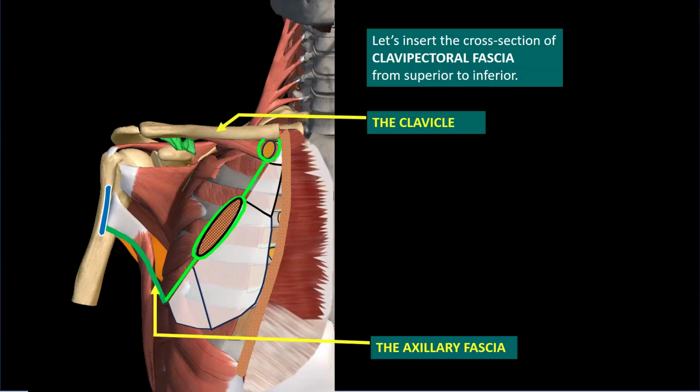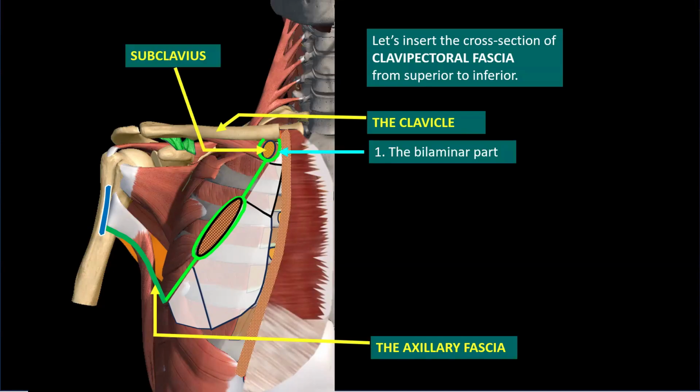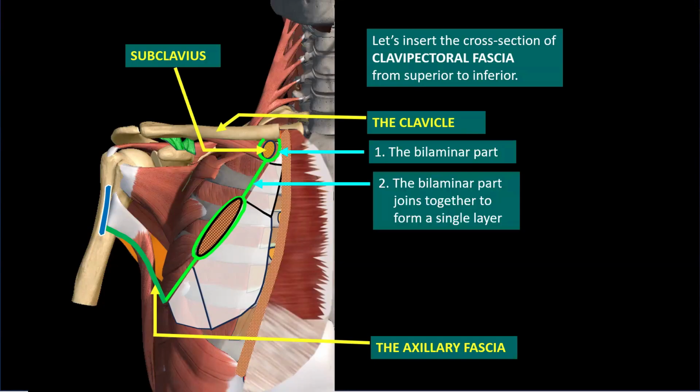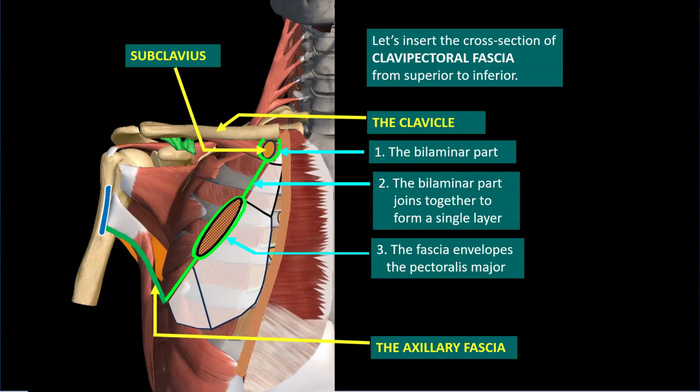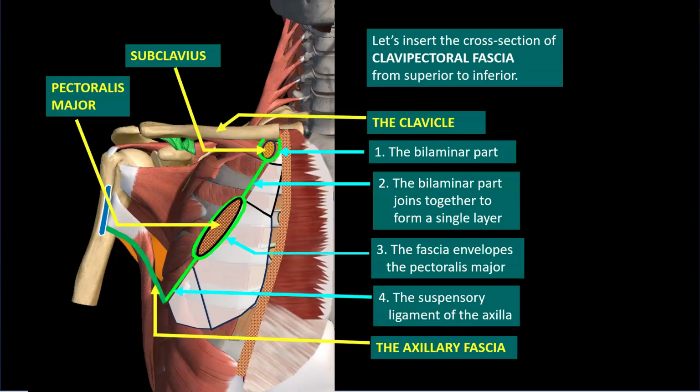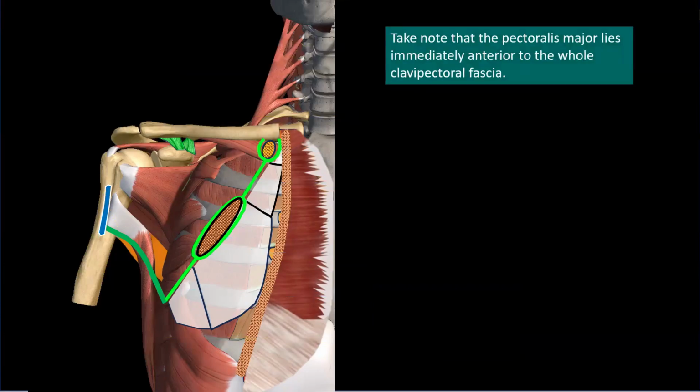This is the clavicle. This is the axillary fascia. This is the bilaminar part covering the subclavius. The bilaminar part joins together to form a single layer. This fascia envelops the pectoralis major, and 4 is the suspensory ligament of the axilla. Take note that the pectoralis major lies immediately anterior to the whole clavipectoral fascia.